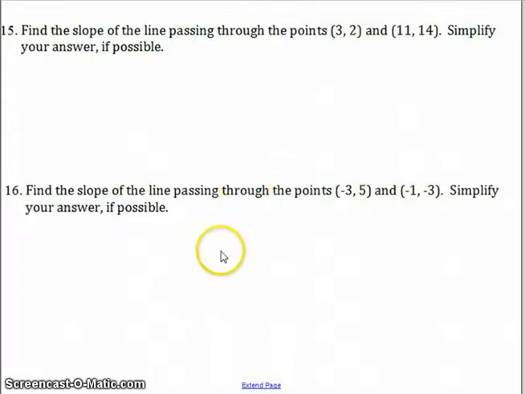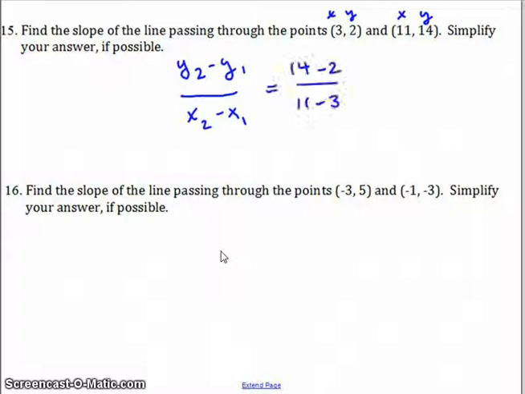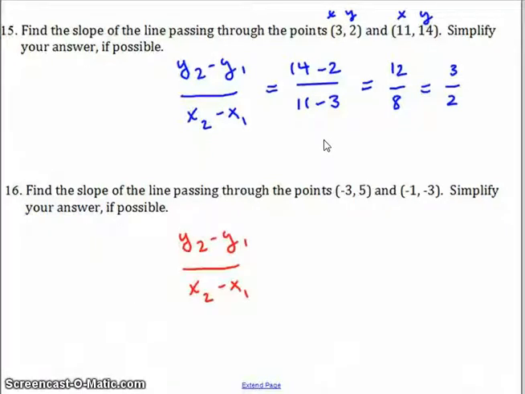15 and 16 were very similar to each other, and most of you remembered the formula for slope, and most of you remembered that x comes before y and set it up correctly. But some of you did do it upside down, and some of you made an arithmetic mistake. 14 minus 2 is 12, and 11 minus 3 is 8. So if anybody thought 11 minus 3 is 9, they had a problem. 12 over 8 simplifies down to 3 over 2, but I gave you full credit if you said 12 over 8.